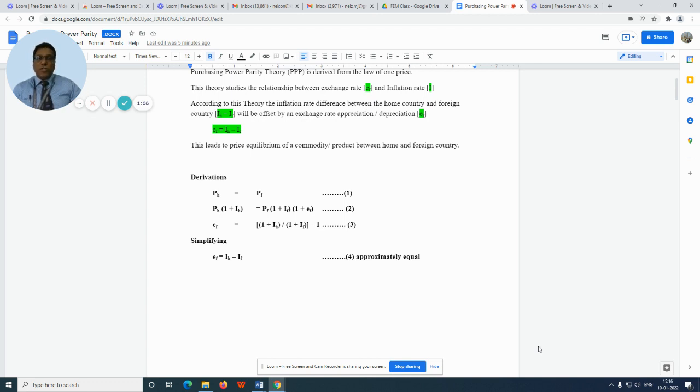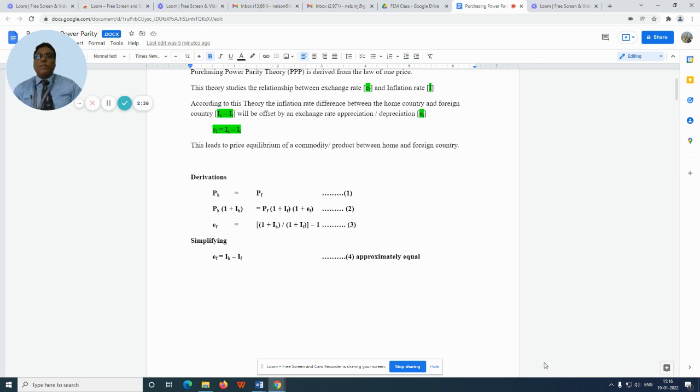The first equation that you need to know is price in the home country is equal to price in the foreign country. So how do you measure price in the home country? That is nothing but price in the home country multiplied by 1 plus inflation in the home country, and price in the foreign country is equal to price in the foreign country multiplied by 1 plus inflation in the foreign country multiplied by 1 plus rate of change in the value of the foreign currency. So when we simplify for EF, that is equal to 1 plus inflation in the home country divided by 1 plus inflation in the foreign country, minus 1.